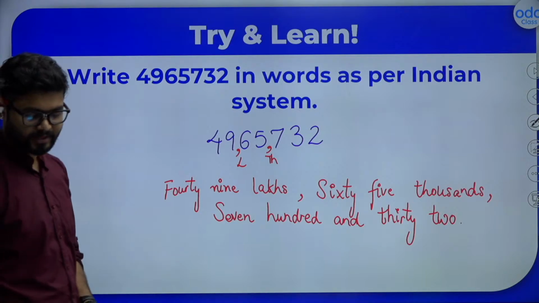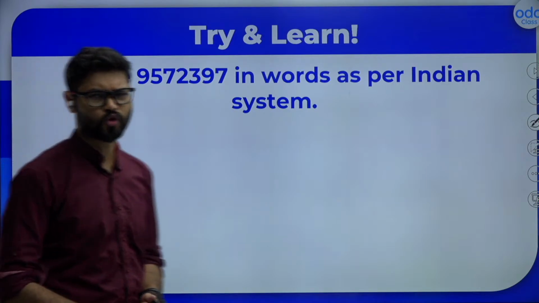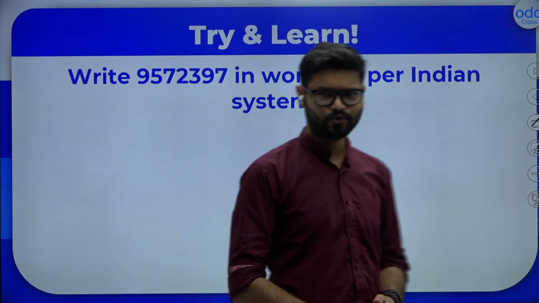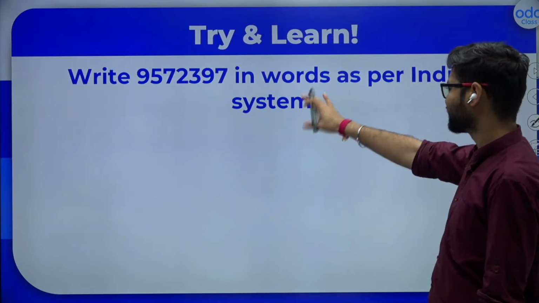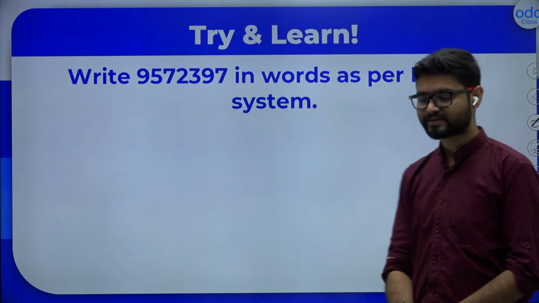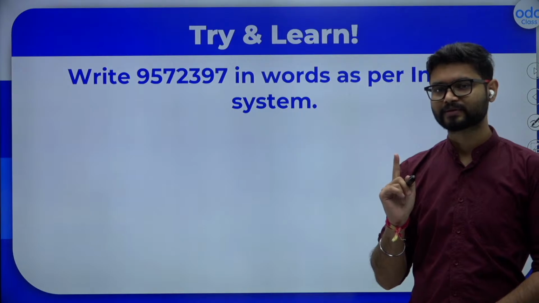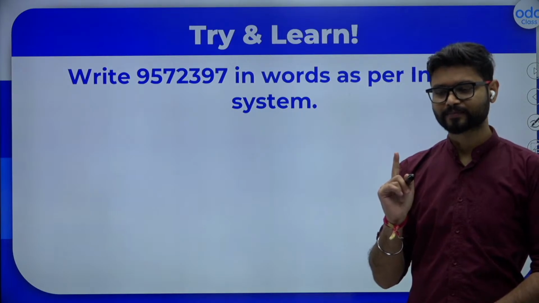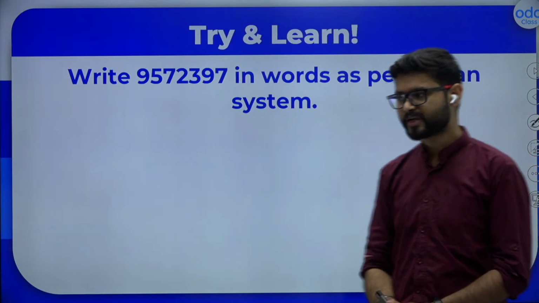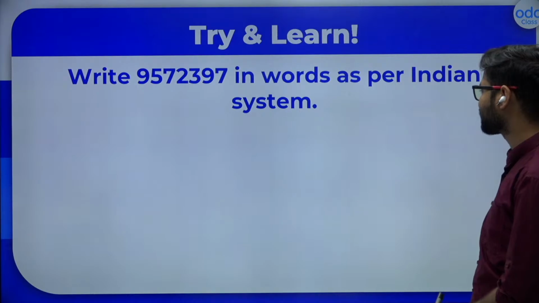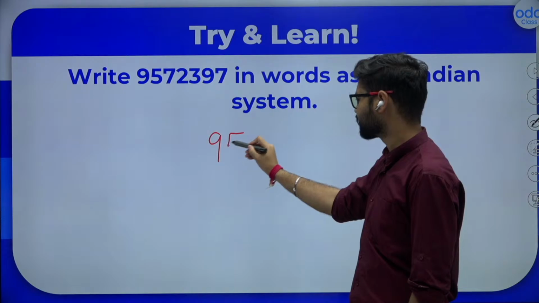Now this question I want you guys to try. I will give you 30 seconds. You want more time? 1 minute? Okay, I'm giving you 1 minute, guys. Here we have a question. Write it in words as per the Indian system. You have only 1 minute, and your time starts now. You have to represent this number as per the Indian system. I'm not going to help you. I'm just writing the number here.